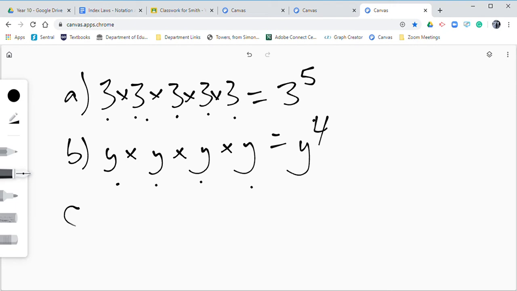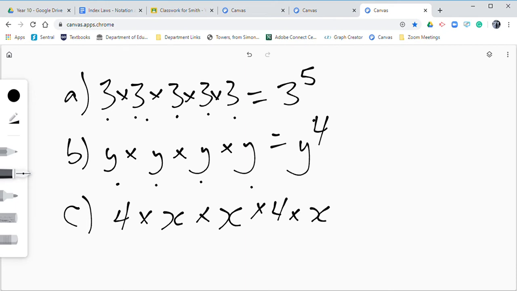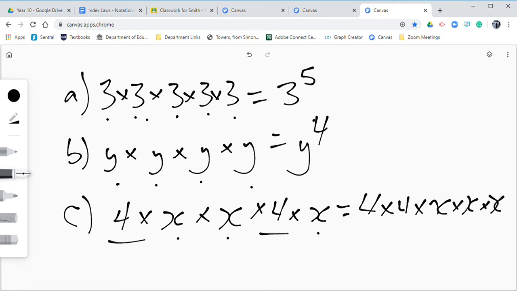If I give you another example, let's go with 4 times x times x times 4 times x, and asked you to write it in index form, the first thing I would do is collect things together to be nice and neat. So I'd collect my 4's together first. So I'd do 4 times 4 times 1, 2, 3 x's. What's 4 times 4? 4 times 4 could be written as 16, but you can also write it as 4 to the power of 2 since we're writing this in index form.